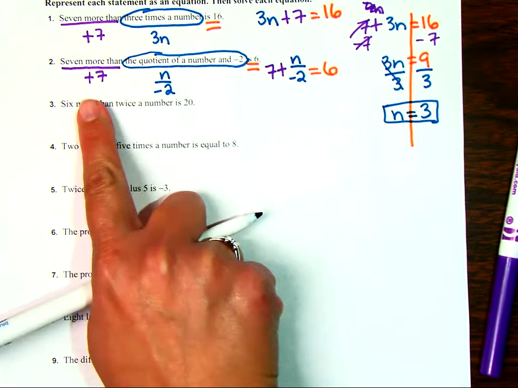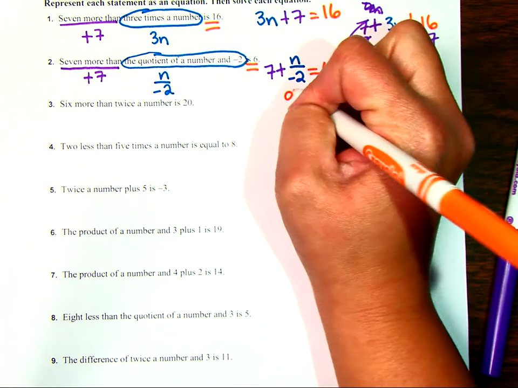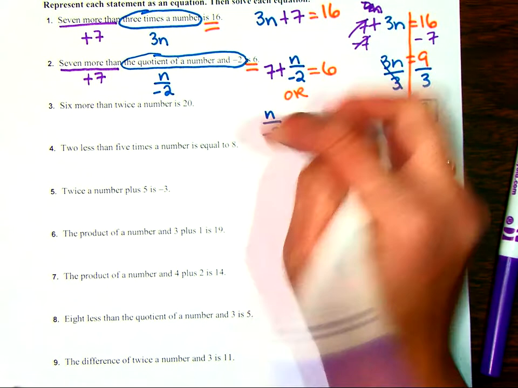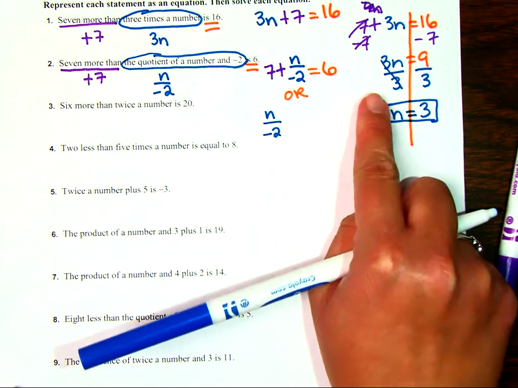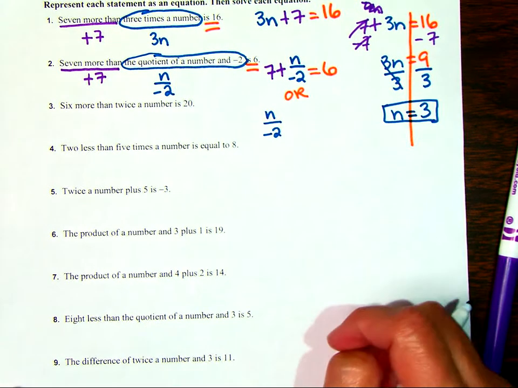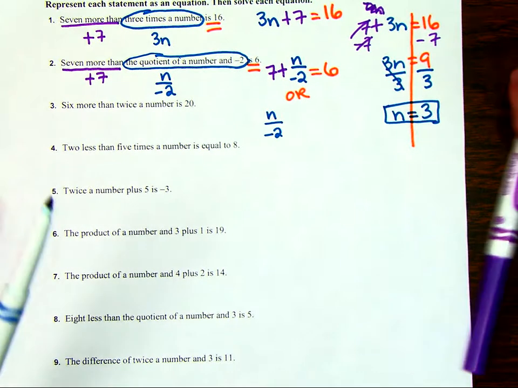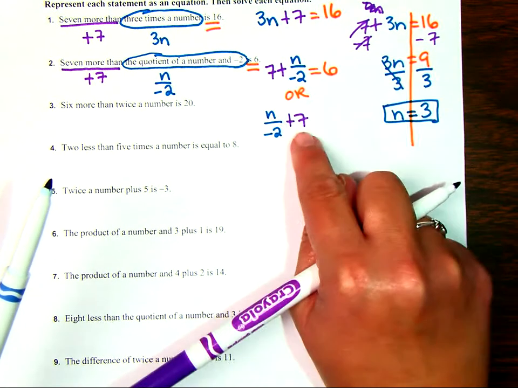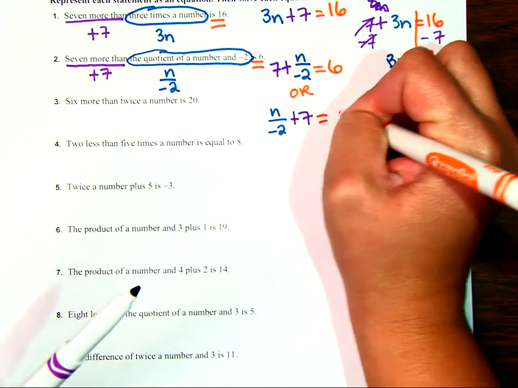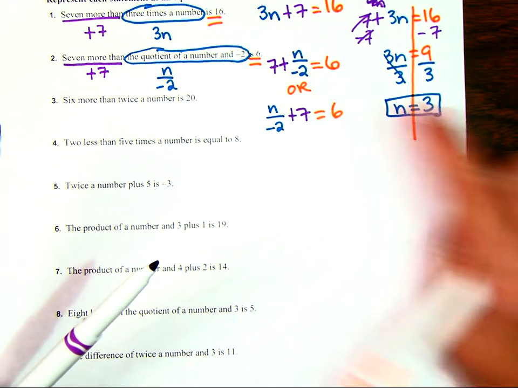Because we're adding, we could have put that 7 first. Or you could have written it with the coefficient, which is actually negative 2. Just because the coefficient's not in front of the letter, the coefficient is the number working with that letter or that variable. So the negative 2 is the coefficient. So 7 more than the quotient of a number and -2 is 6. This is how most commonly you'll see it, but because this was addition, we could have written it either way.